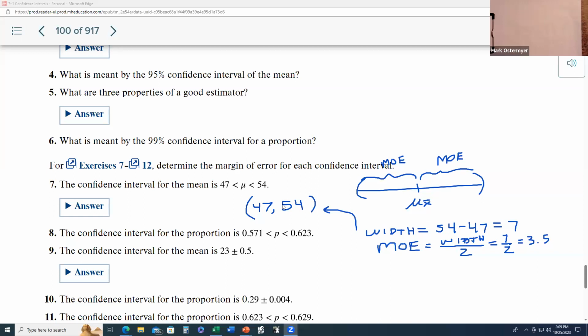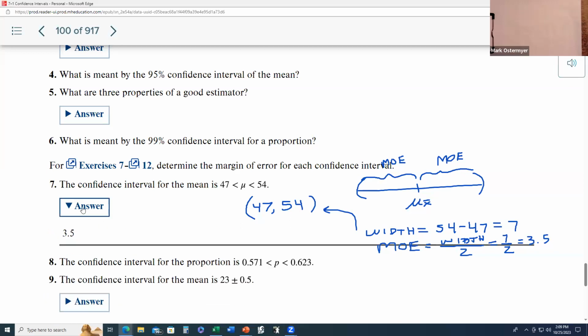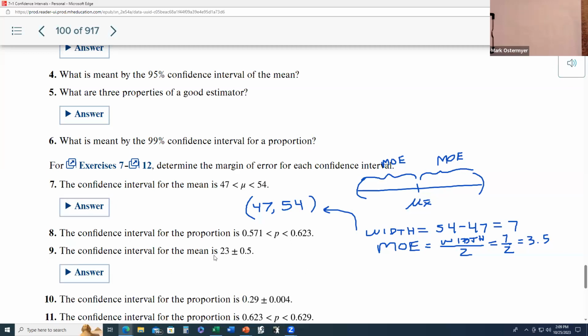So the width of this interval is 7, 54 minus 47. The margin of error will be nothing more than the width divided by 2, which is 3.5. And so the margin of error is going to be 3.5. We see that there? Okay.